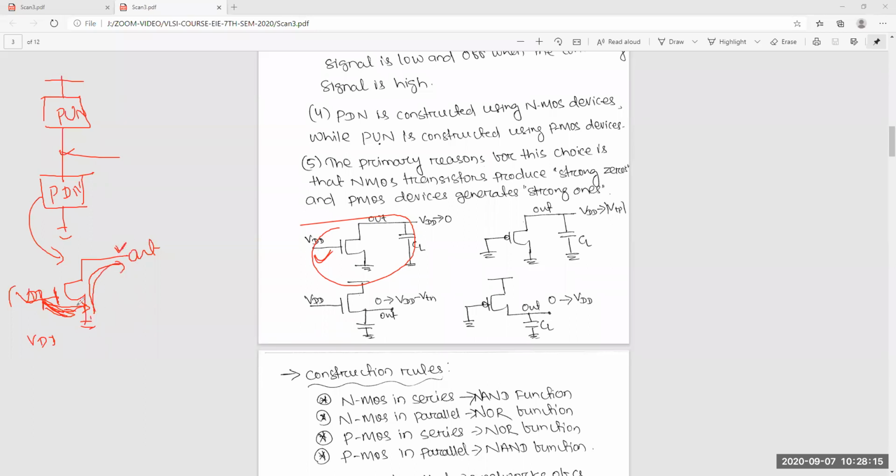But now suppose this is VDD, and your NMOS is connected to the output here. There will definitely be some capacitor. Initially this capacitor is discharged, there is no charge in this capacitor. That means this point is 0. Yes or no?